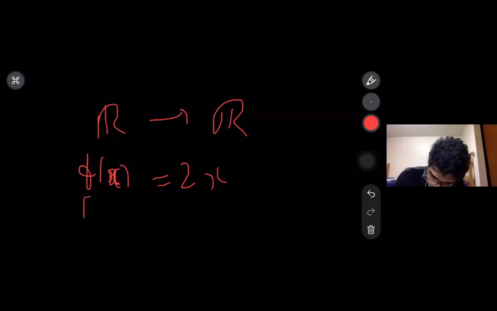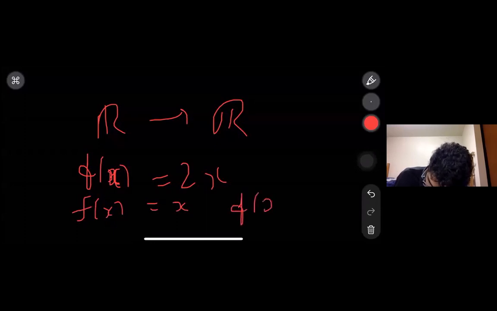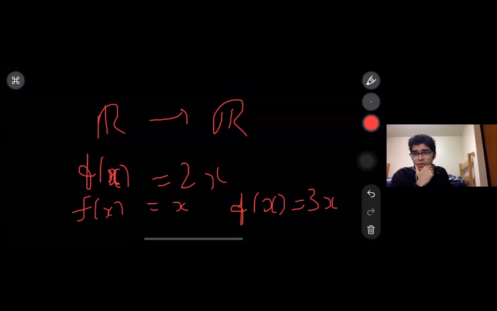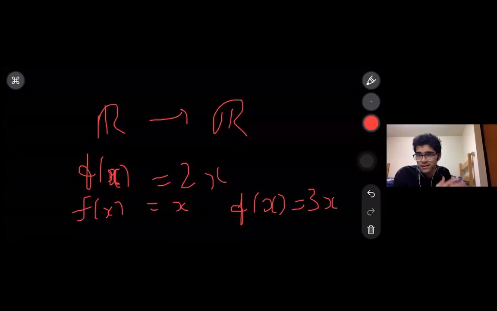Are these two functions also bijections? So f of x equals x means I am literally taking the same number to itself. Is f of x equals 3x also a bijection? I'm taking every number to something which is 3 times. So it's one-to-one. It's also onto because I can just divide a number by 3 and get back its pre-image.